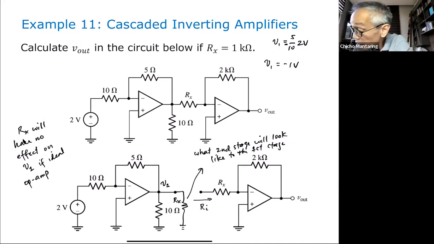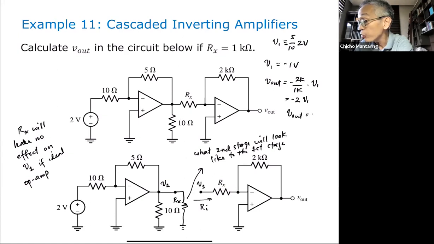That V1, we now apply here, no? Here at the input of stage 2. And this is again an inverting amplifier, and your gain is 2K divided by Rs of X. In this case, Rs of X is equal to 1K. So V out is equal to minus 2K over 1K multiplied by V1. So this is just going to be minus 2 V1, but V1 is minus 1 volt, so V out in this case is just going to be equal to 2 volts.